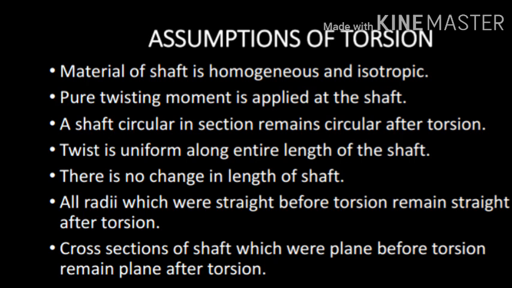Third one, a shaft circular in section remains circular after twisting. Now twist is uniform along the entire length of the shaft. There is no change in the length of the shaft. All radii which were straight before torsion remain straight after torsion, and the cross sections of the shaft which were plane before torsion remain plane after torsion. These are some of the assumptions of torsion.